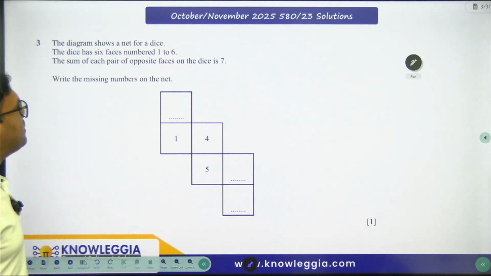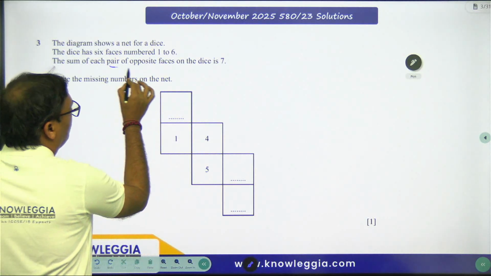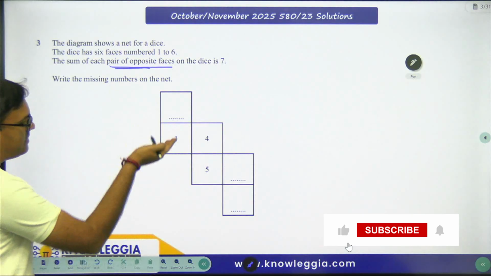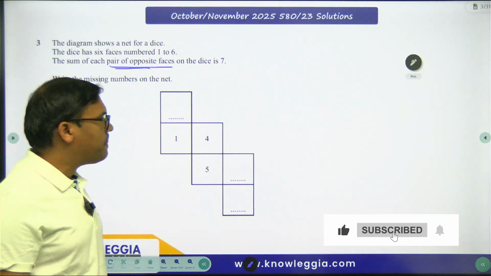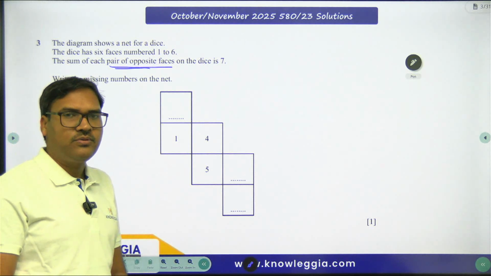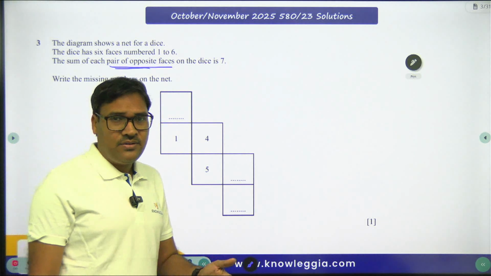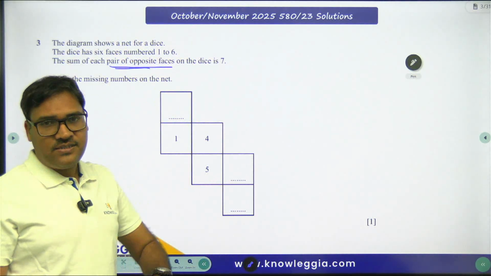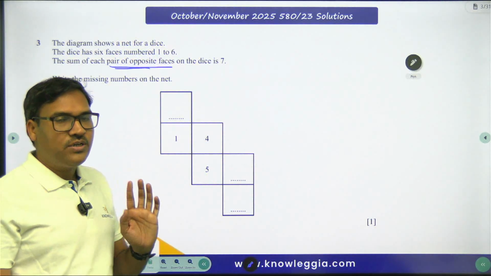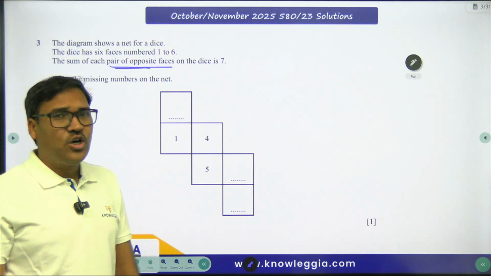The diagram shows the net of a dice, with faces 1, 2, 3, 4. The sum of a pair of opposite faces on the dice is 7. Then write the missing number. So basically, this is the net which is given to you, and the sum of opposite faces is 7. Now, if you talk about any dice or cuboid, opposite faces will not have any vertex or anything common. I hope this point is clear, right? Any edge or vertex will not be common.